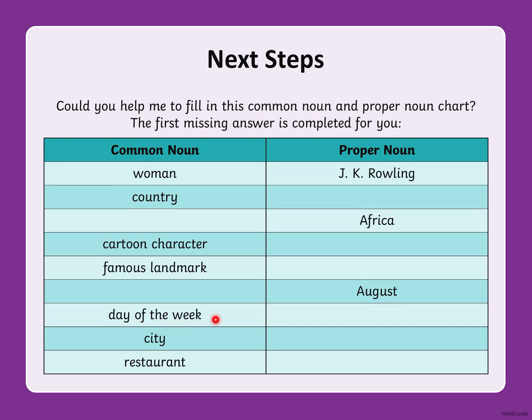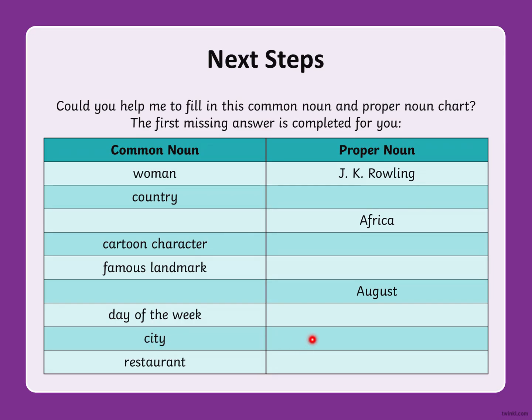Thinking about what the proper noun would be that we could link to that. Pause the video if you need to, or say it out if you're doing mild or spicy. Okay, great. So, day of the week, Monday, Tuesday, Wednesday, whatever you want, any of the days of the week would be fine there. Next one, common noun, is a city.